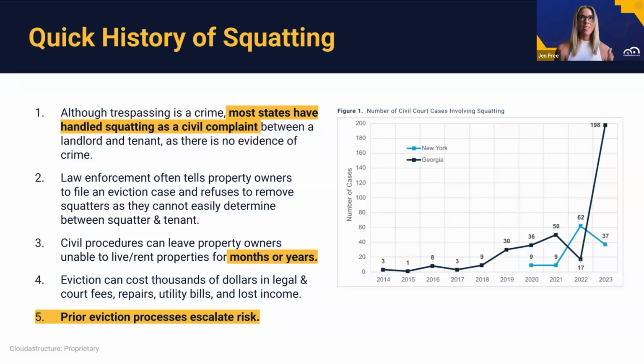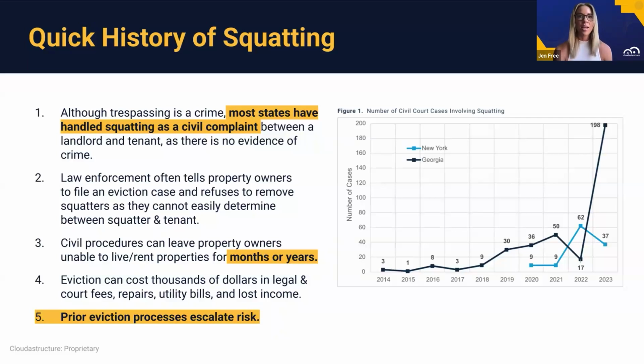But more often than not, they've erred on the side of being better safe than sorry. Civil procedures can leave property owners unable to rent their properties for sometimes months, sometimes even years. So that vacancy cost is huge. And prior eviction processes really escalated risk because, as I mentioned, when you're knocking on the door, you don't know what's on the other side of that door. So it's just a lot of unknowns.